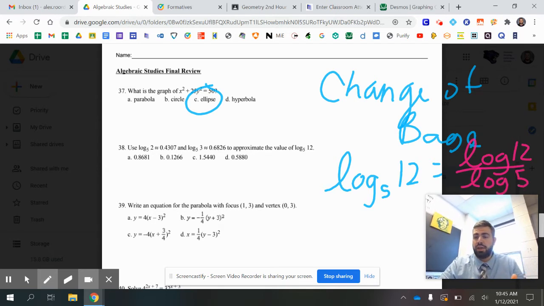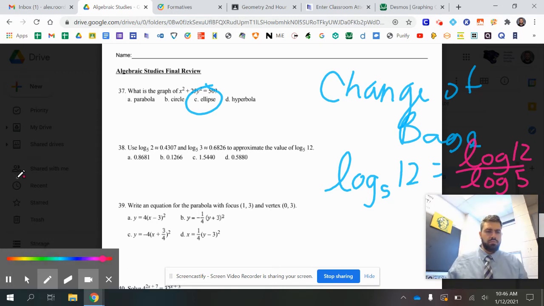And again, we can just put that into our calculator. And so when we do that, common log of 12 divided by common log of 5, we get 1.5439.